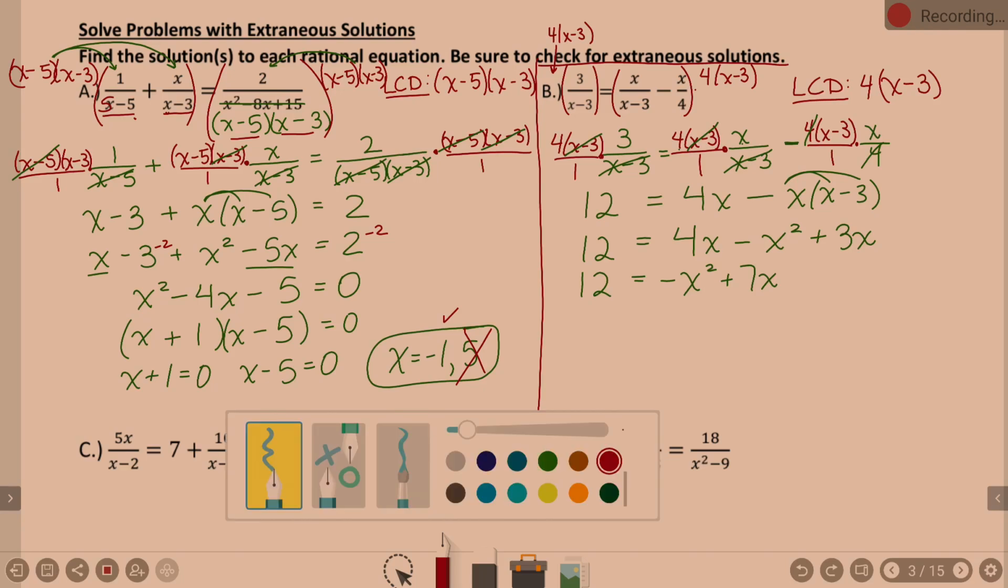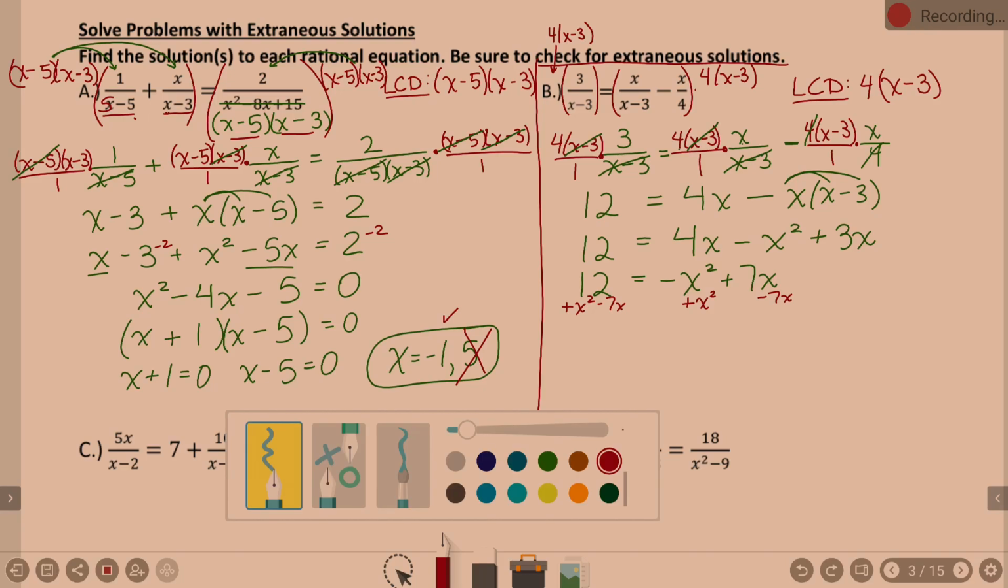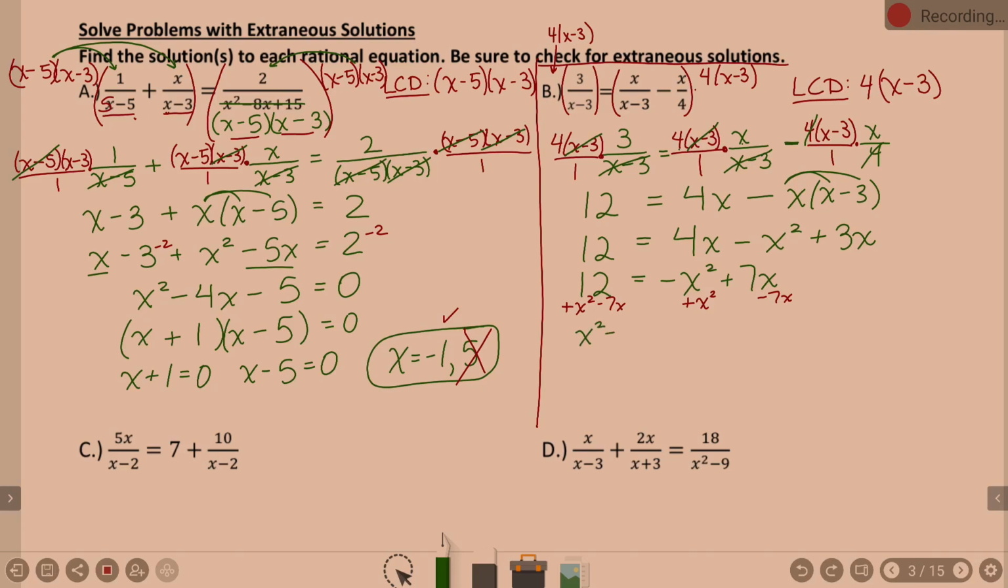So, I personally have been adding x squared and subtracting 7x. Again, doesn't matter which way you do this. One way or the other, what are you coming up with? X squared minus 7x and then plus 12. Okay. After it's all said and done, x squared minus 7x plus 12 equals 0, yes? And I feel like saying same old, yes? Factor.